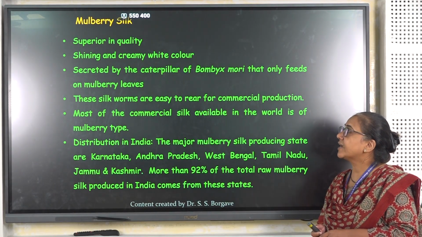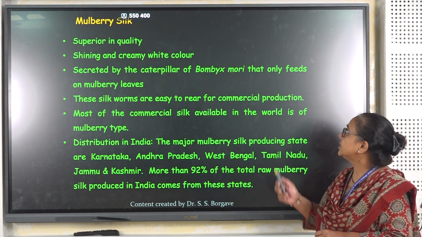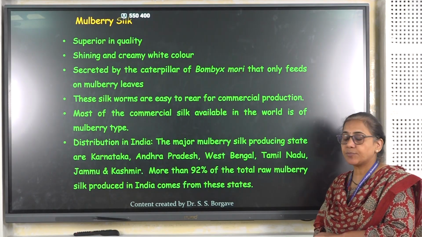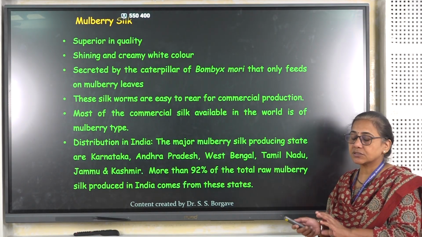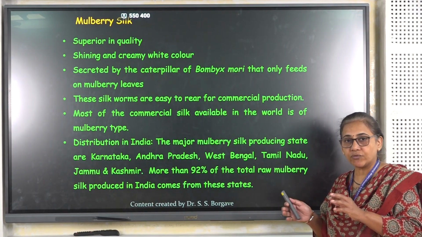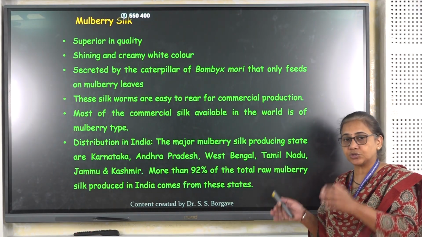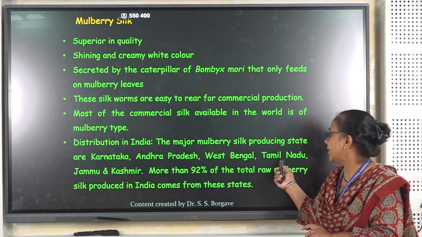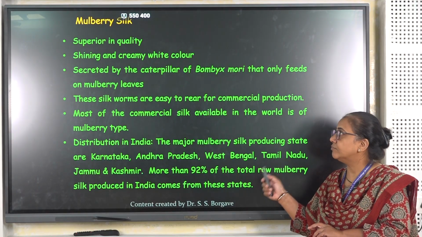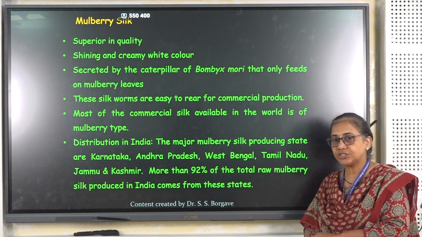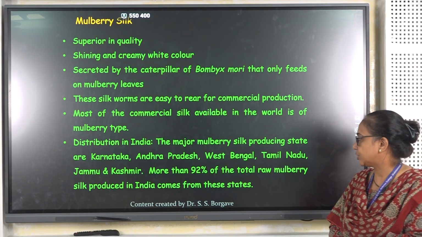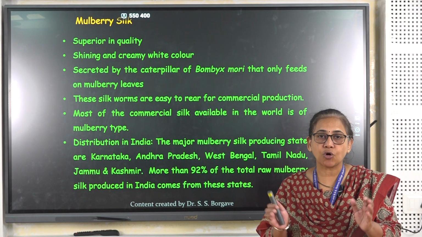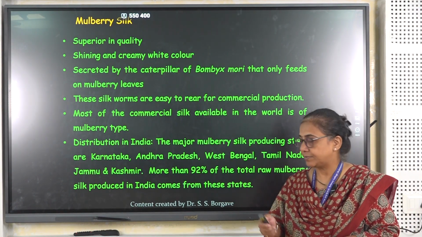It is secreted by the caterpillar of Bombyx mori, which only feeds on mulberry leaves. These silkworms are easy to rear for commercial production. The most commercially available silk in the market, all over India and also worldwide, is of mulberry type. In India it is mainly distributed in the states of Karnataka, Andhra Pradesh, West Bengal, Tamil Nadu, and Jammu and Kashmir, and more than 92 to 95% of the silk produced all over India is of mulberry type.